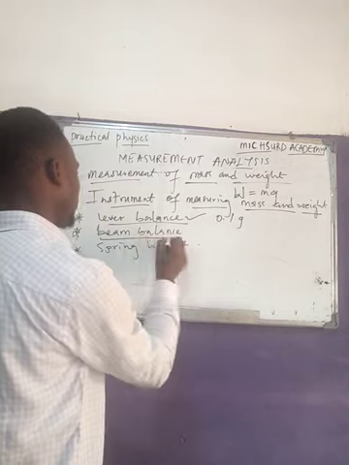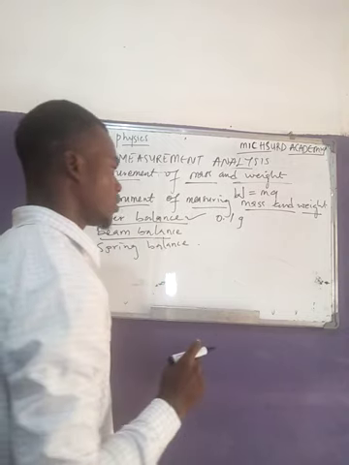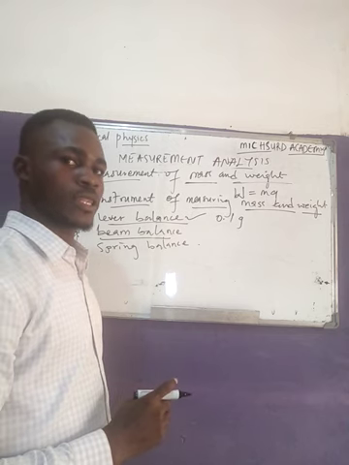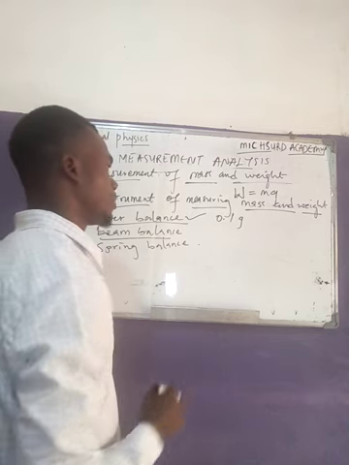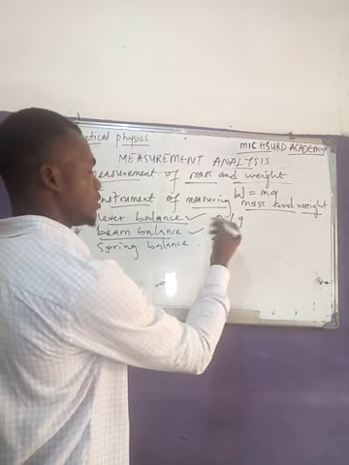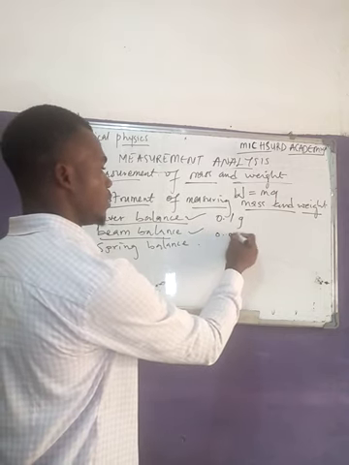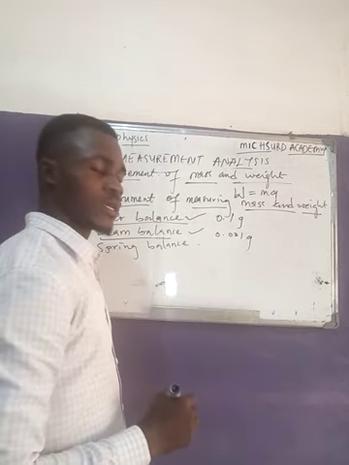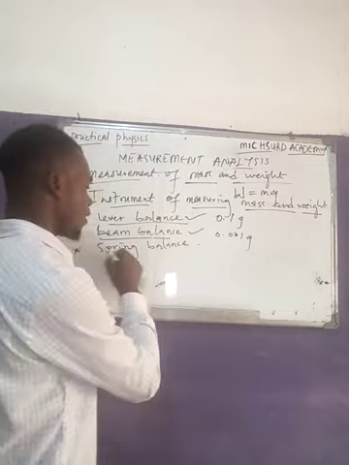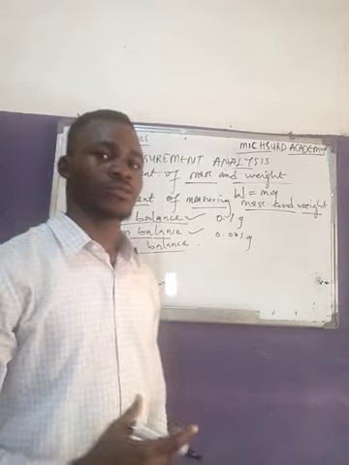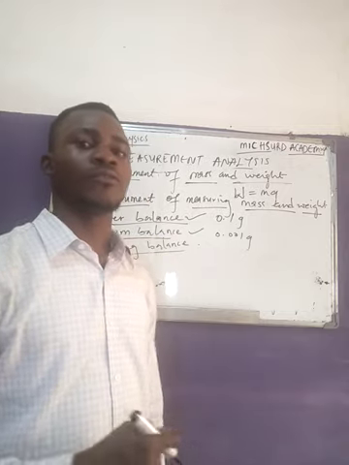But the beam balance functions using the principle of moment. Are we together? It functions using the principle of moment, and it has a reading accuracy of about 0.001 gram. We also have the spring balance, which functions using the idea of Hooke's law.